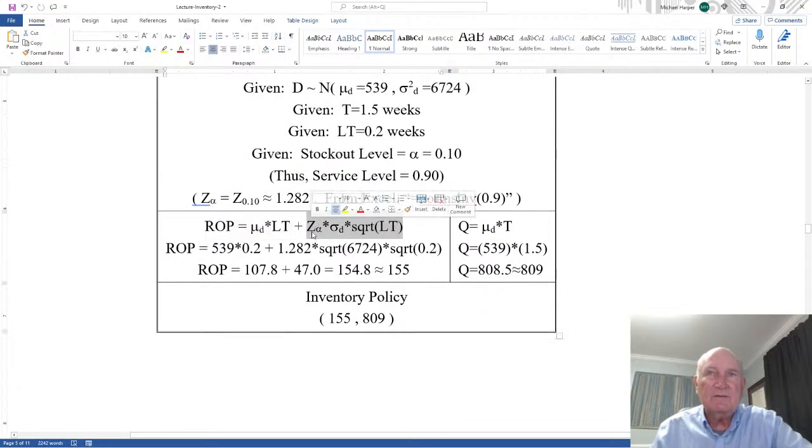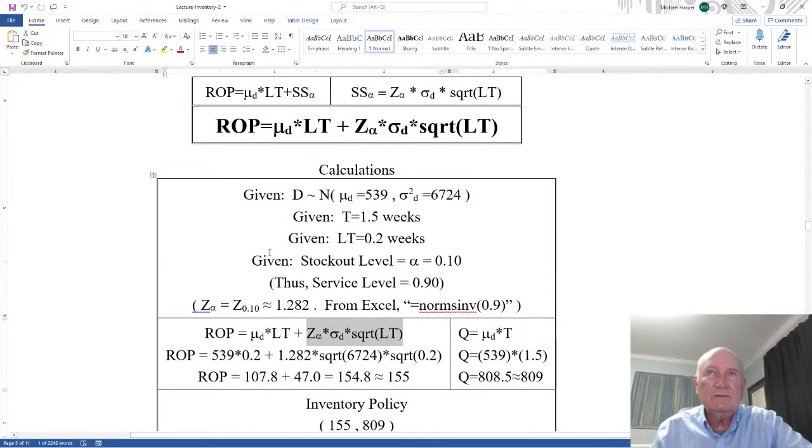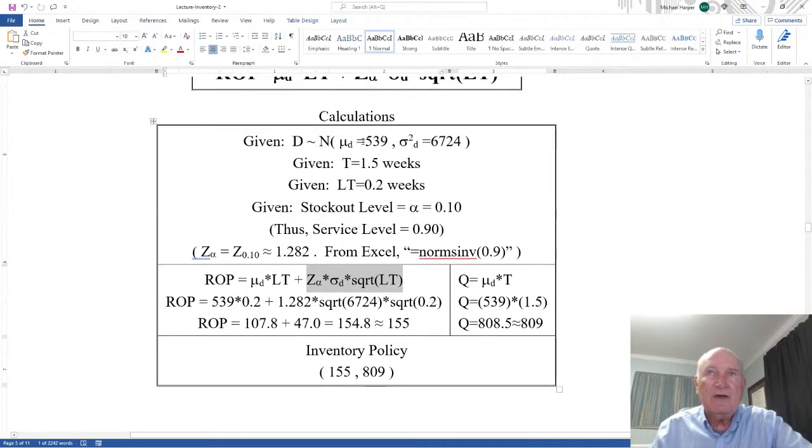and here's my safety stock. ROP, I bring down the 539. 539 times 0.2 is going to be my lead time. My Z of 1.282, I pull that down here. My sigma, I have the variance. So I take the square root of the variance, which is the same as the standard deviation. So sigma is the same as the square root of sigma squared, times the square root of the lead time, again, which is 0.2. And notice in the ROP, the lead time is a function of the ROP. The inventory period is not.